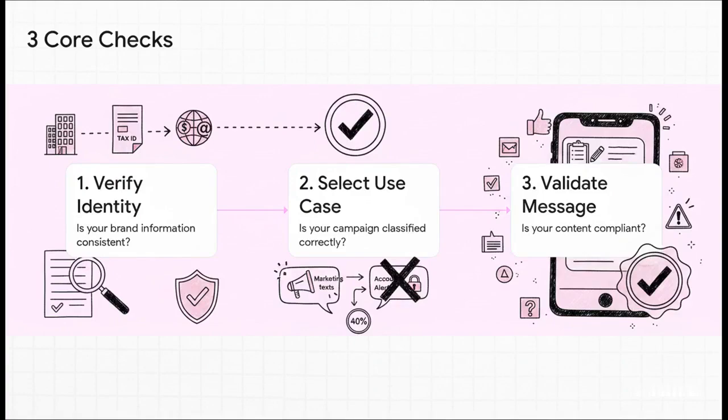First, verify your identity. Is your legal business name the same as what's on your tax ID and your website? Second, select the right use case. Are you sending marketing texts or just account alerts? Misclassifying this accounts for a whopping 40% of all rejections. And third, you've got to validate the message content itself.